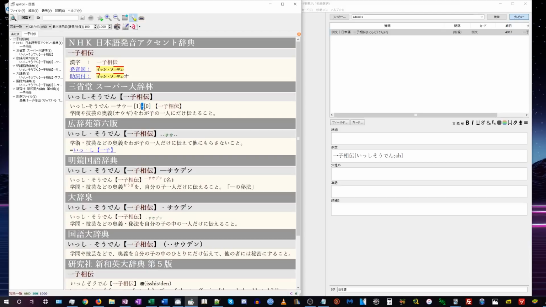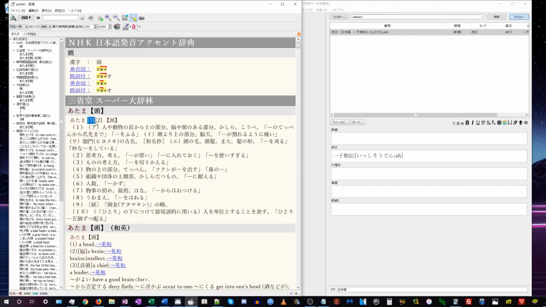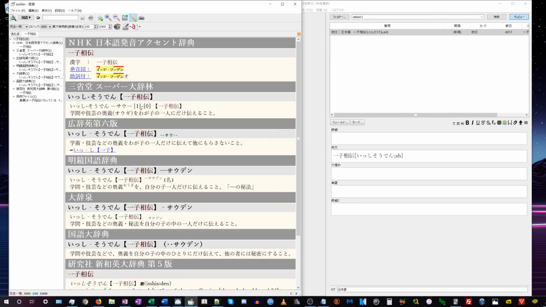Now, you got to be careful with this dash here, because if there's no dash, like in the atama, that just means that it can be 3 or 2. And the first one is the dominant pronunciation, the second one is the alternate pronunciation. Whereas if it has the dash, it means the first half of the word is 1, and the second half of the word is 0.